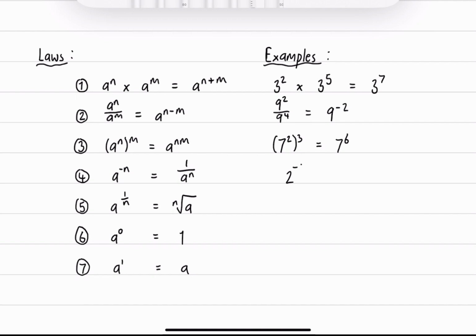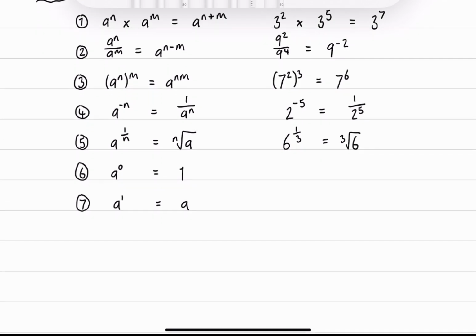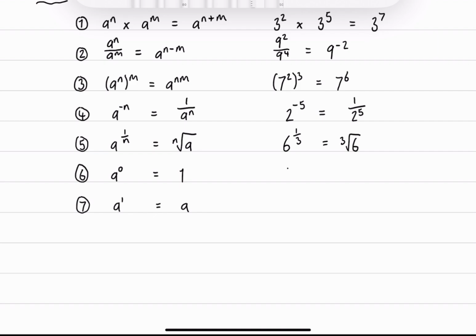Next, 2 to the power of negative 5. Negative power means bring it to the denominator, which equals 1 over 2 to the power of 5. Next, 6 to the power of a third. The denominator is the root of the base, therefore the cube root of 6. Ten to the power of 0. Anything to the power of 0 equals 1. Finally, 1 to the power of 1, anything to the power of 1 equals the base, therefore 1.